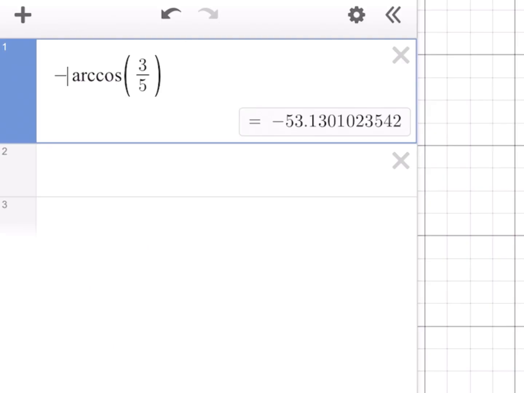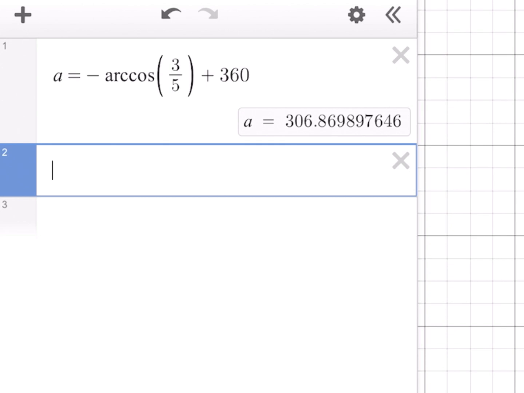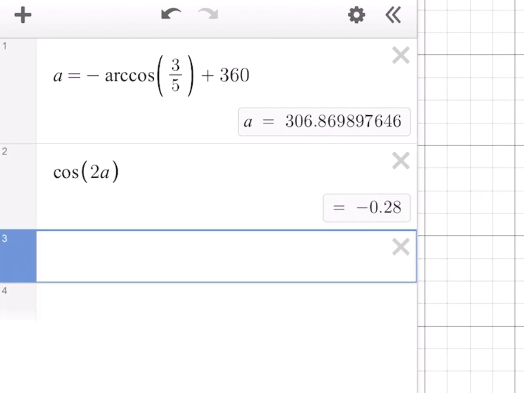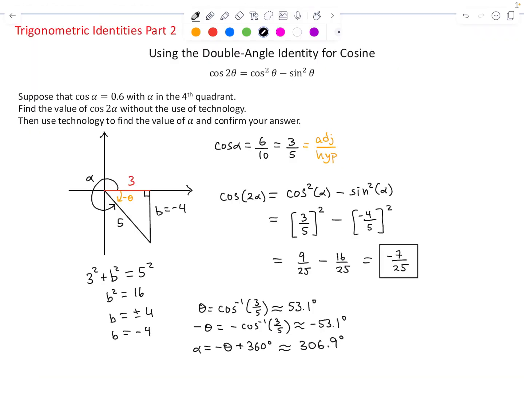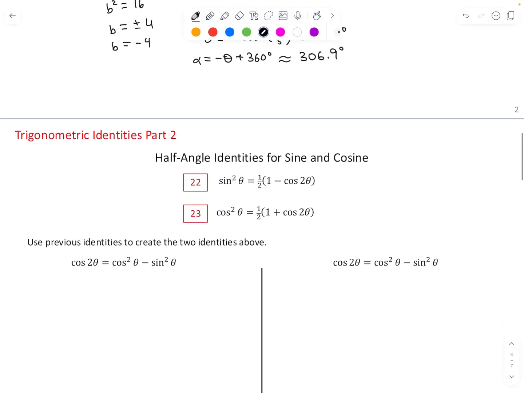So let's make this angle negative and then add to it 360, and I'm going to call this A. And now to check our work, let's go ahead and do the cosine of twice this angle, and we get negative 0.28. And a moment ago, we said that our answer should be negative 7/25, which is the same result. So this confirms our use of the double angle identity. Okay, let's go to the next page.